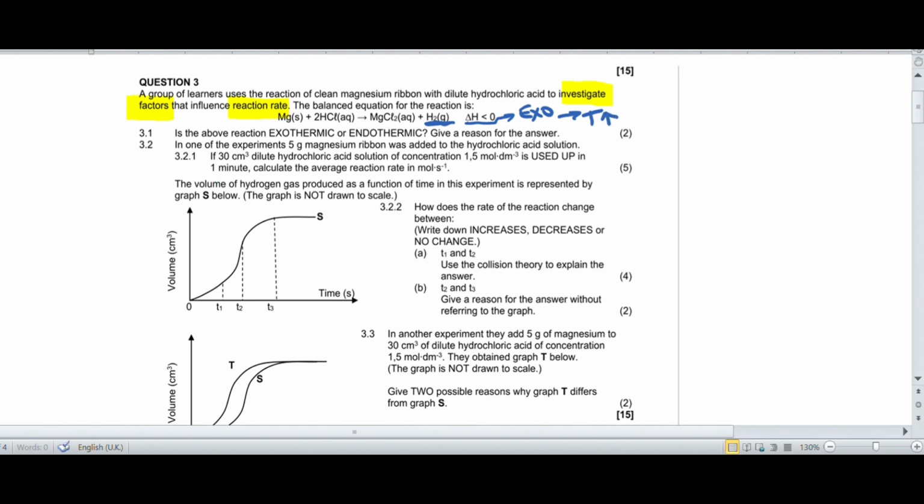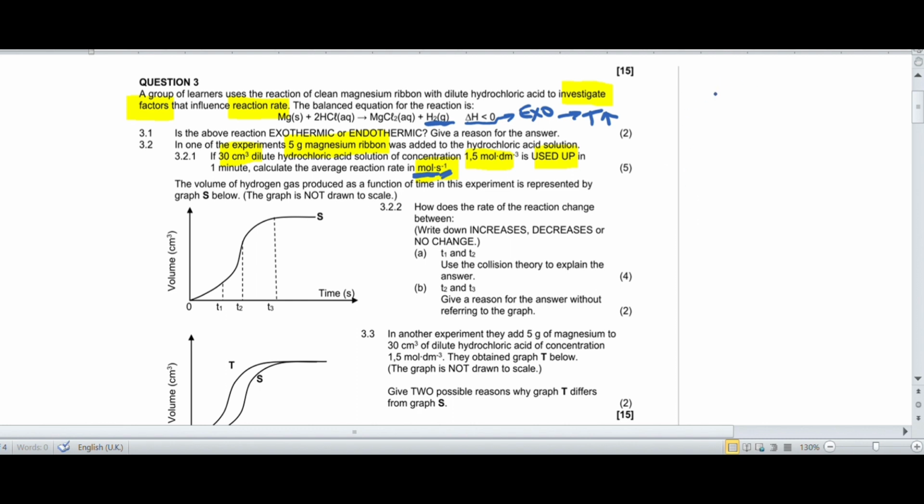Okay. In one of the experiments, 5 grams of magnesium ribbon was added to the hydrochloric acid solution. If 30 centimeter cube dilute hydrochloric acid solution of concentration 1,5 is used up in a minute, calculate the average reaction rate in mole per second. So we need the number of moles to calculate the rate, and the time must be in seconds.